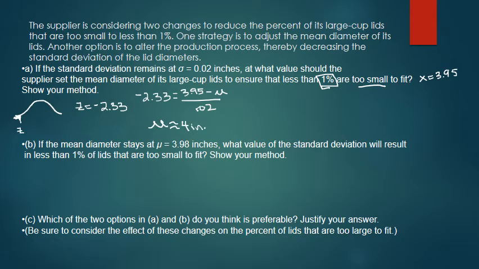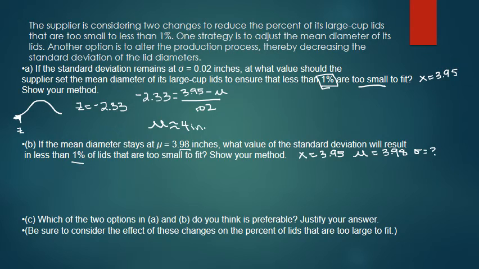But does that increase our big size, right? And then do we have a likelihood of making more lids that are too big for the cups? So if the mean diameter stays at mu equals 3.98, so this time we'll keep the mean the same, what value does the standard deviation result in less than 1% of the lids are too small? So again, remember that the lower bound for too small from the previous problem was 3.95. The mean is going to stay the same. And now what we're looking for is what will our new standard deviation be.